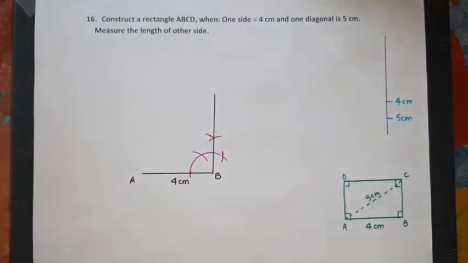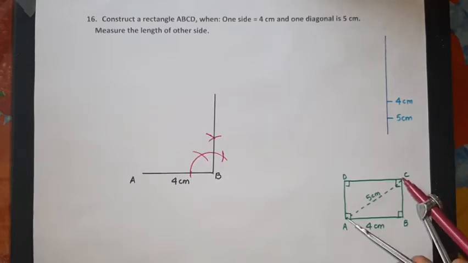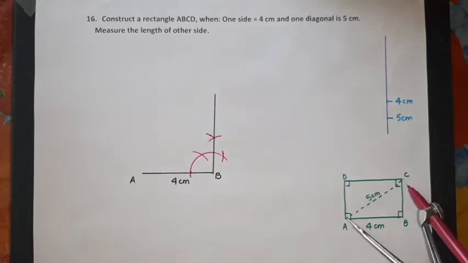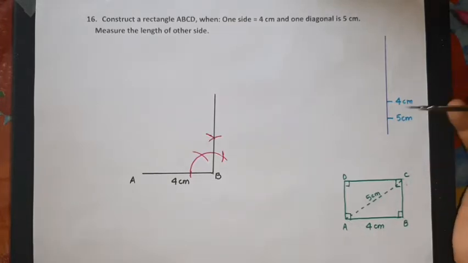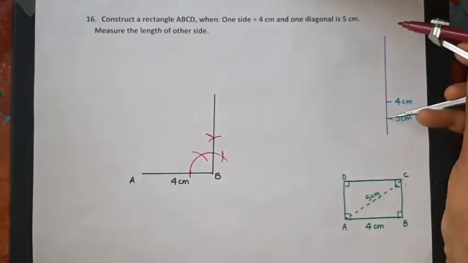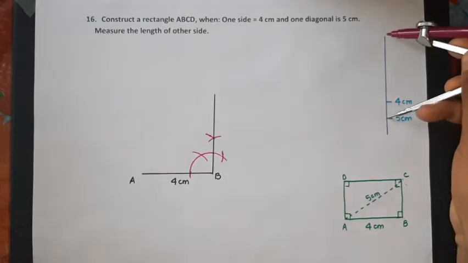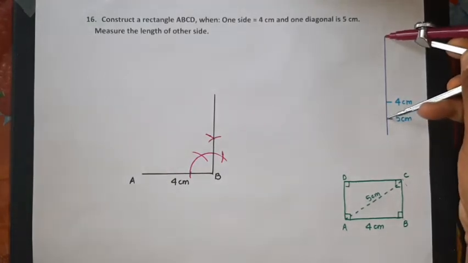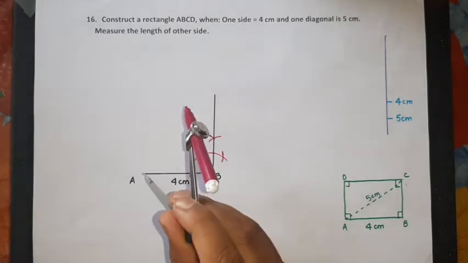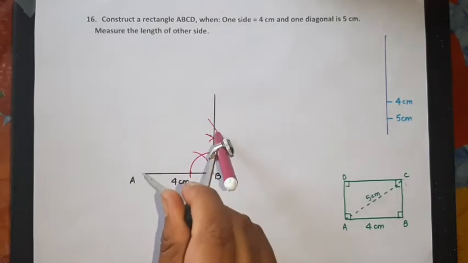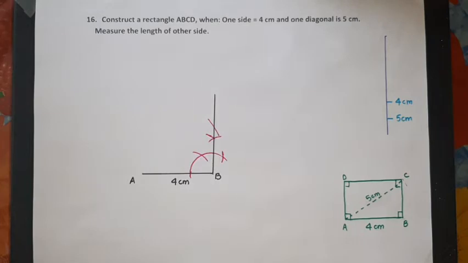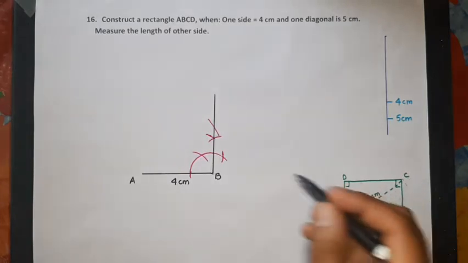So this is my 90 degree angle. Fine. Now what I need to do is, from A, see this is 90 degree, right? So from A I have to take a measurement of 5 centimeter and I have to cut the extended line. So let me take the measurement of 5 centimeter. So this is my 5 centimeter. Let me cut this extended line at this point. So this point of intersection will be my point C.